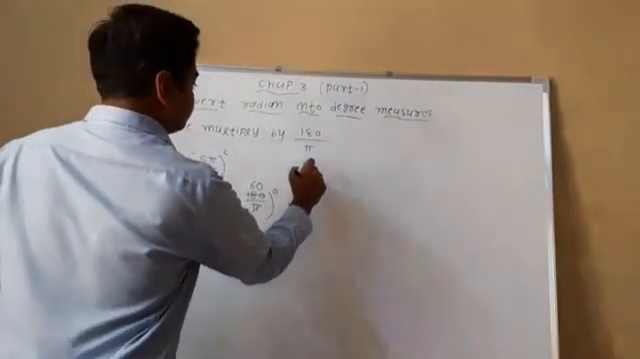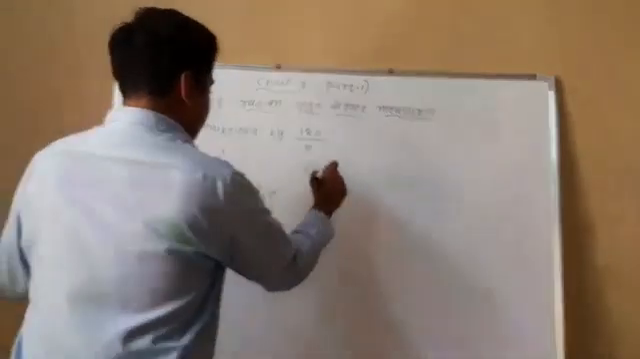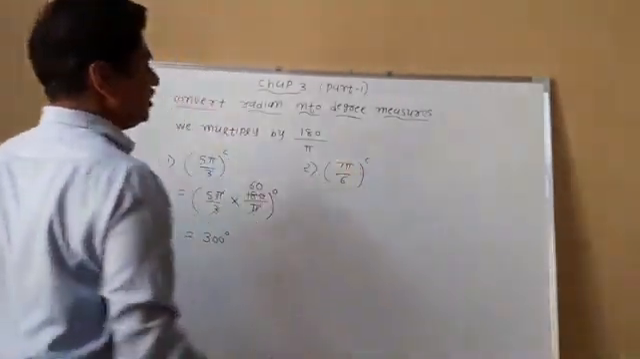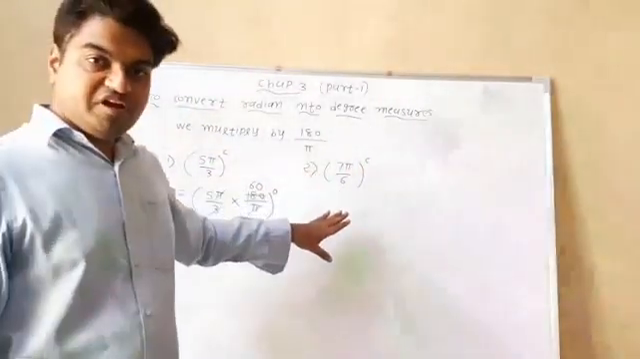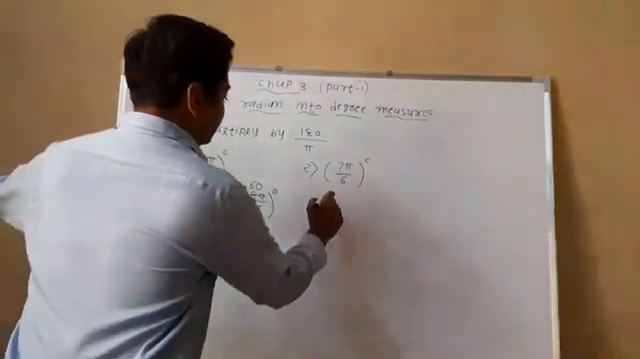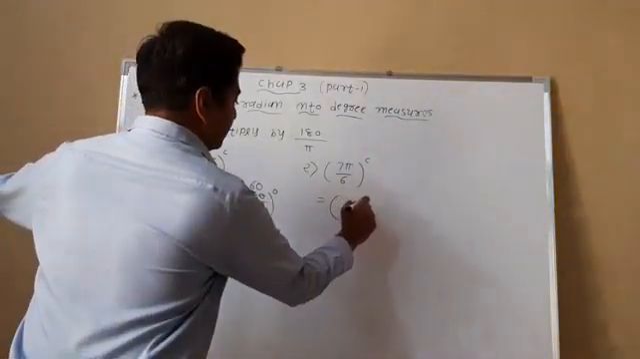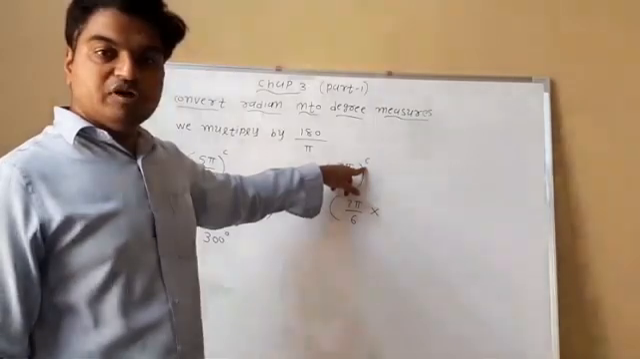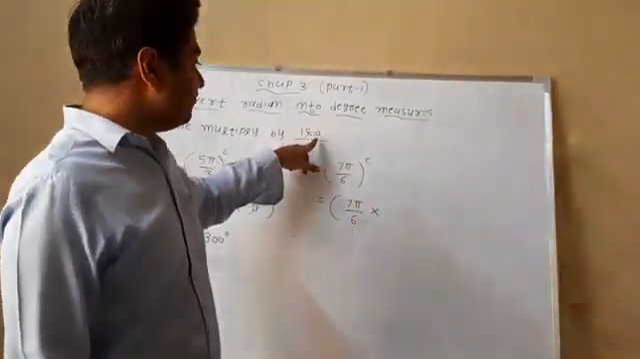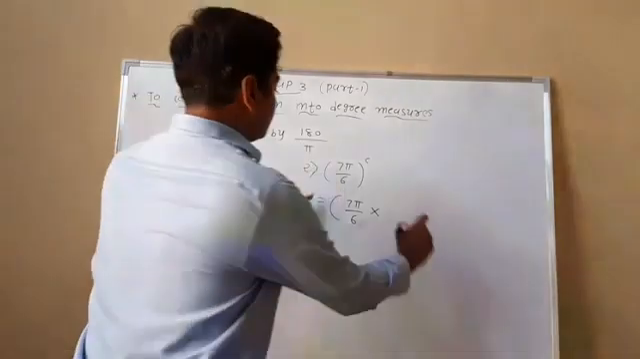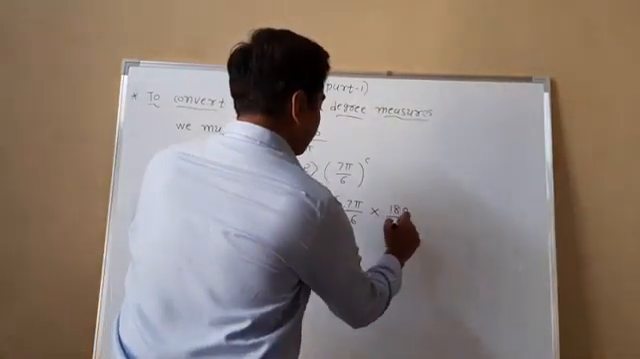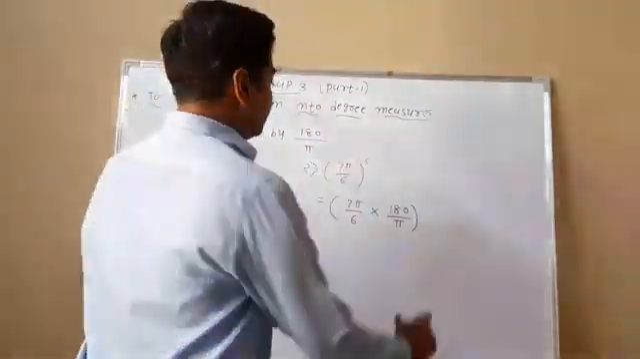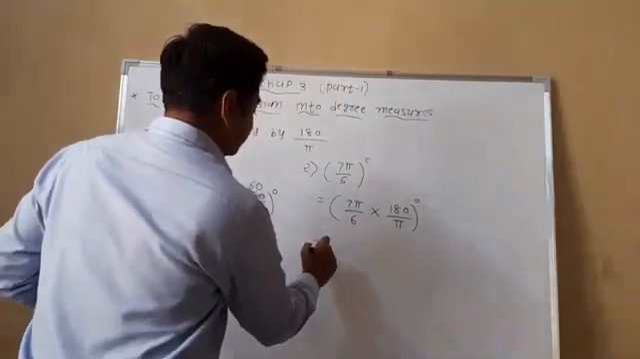Second question, 7 pi upon 6 radian. So again the same method applies here. First of all, 7 pi upon 6 multiply, converting the radian form into the degree form. So multiply by 180 upon pi, and here in place of radian we write degree.